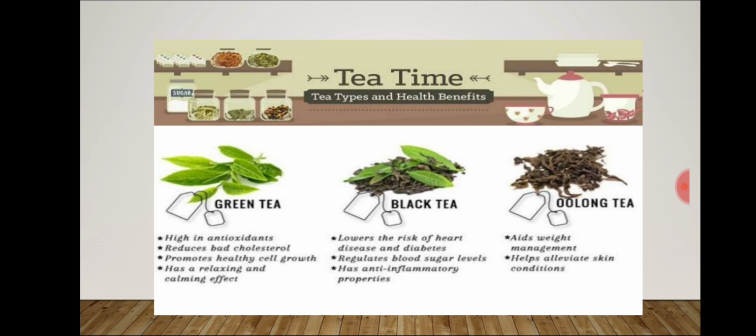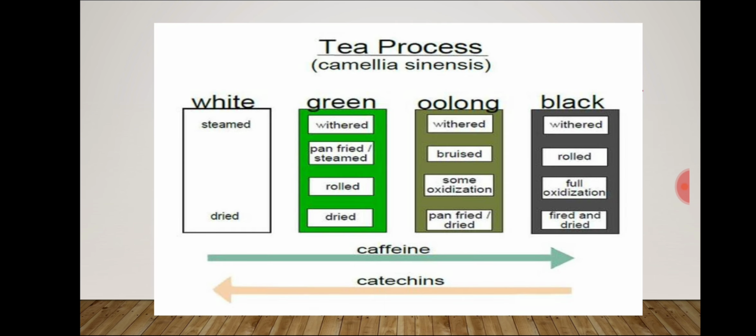Different types of tea: green tea, black tea, oolong tea. Green tea is high in antioxidants, reduces bad cholesterol, promotes healthy cell growth, and has a relaxing and calming effect. Black tea lowers the risk of heart disease and diabetes, regulates blood sugar level, and has anti-inflammatory properties. Oolong tea aids weight management and helps in alleviating skin conditions.